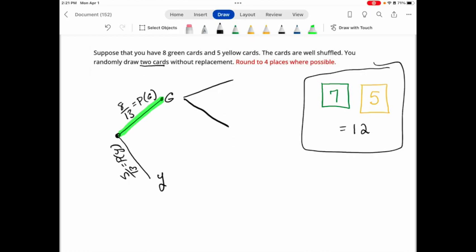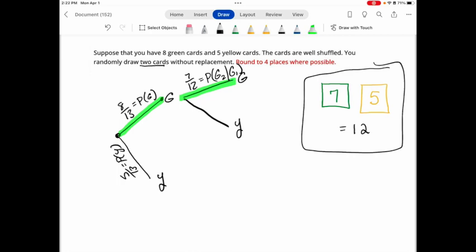So the second layer of branches could be that I pick another green or that I pick a yellow. If I come down this branch, the second layer, and I get a green card the second time, since I've already picked a green, that's my assumption, it's going to have a probability of 7 out of 12. That's going to be the probability of picking a green the second time, knowing that I already picked a green the first time. So that's our conditional probability.